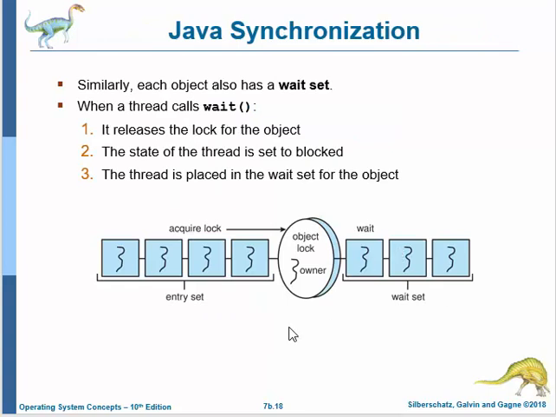So continuing with the Java synchronization, where each object has a wait set, when a thread calls the wait function, it does the following, as illustrated here. Number one, it will release the lock for the object. Number two, the state of the thread is set to blocked. And number three, the thread is placed in the wait set for the object.